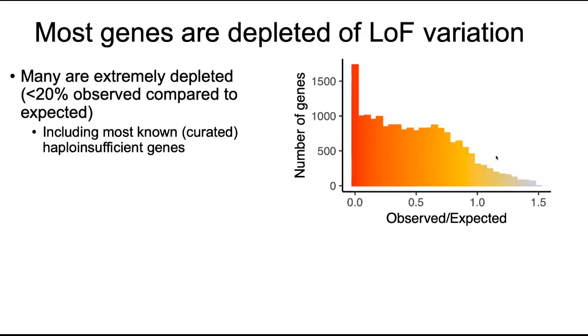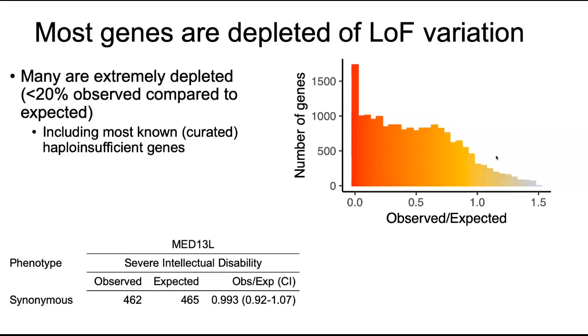So just to give an example, if we have this gene called MED13L, which is already well associated with severe intellectual disability, if you look at the synonymous variants, you have approximately the same number observed as expected, which means that the model is quite well calibrated for this gene. Observed to expected is around 1, and the confidence interval definitely overlaps 1. But if you look at predicted loss of function variants, we would expect 102 of these in the cohort, but we actually observe 0. So obviously the observed to expected is 0, but also, based on the size of this gene, we can be very confident that the true observed to expected is much, much less than 1.